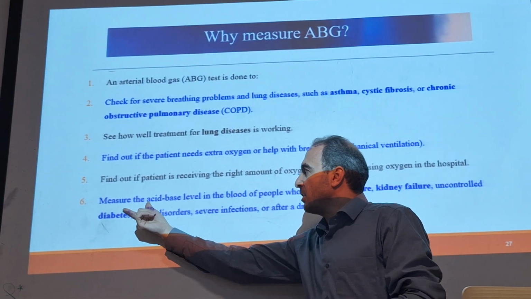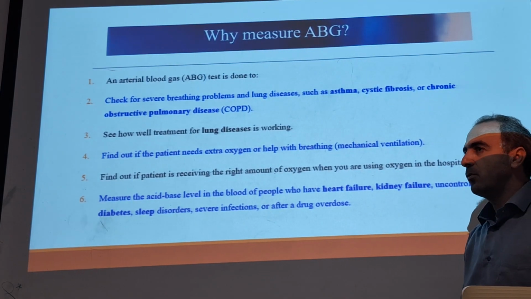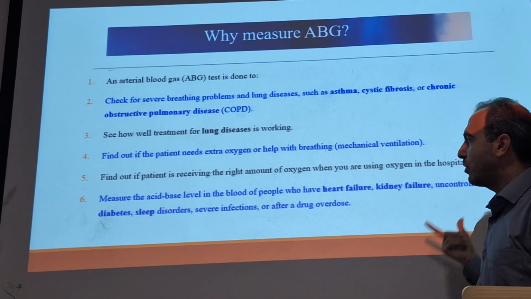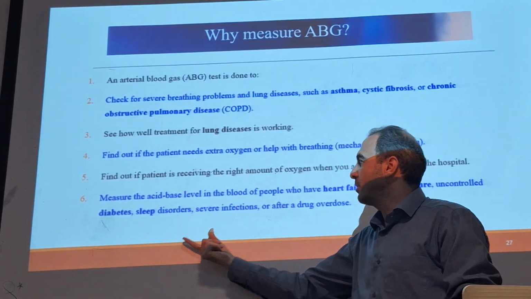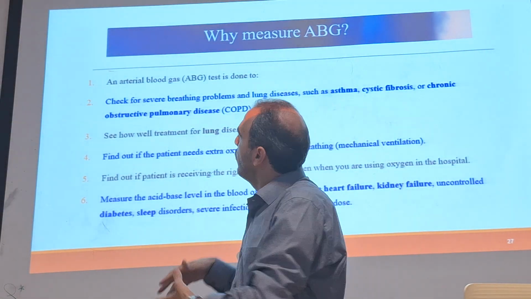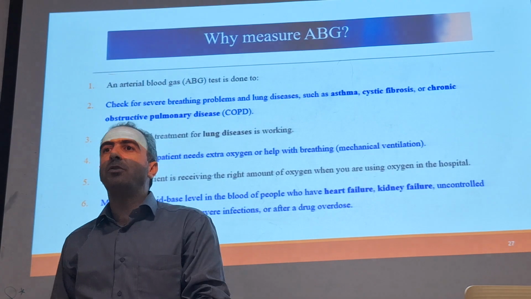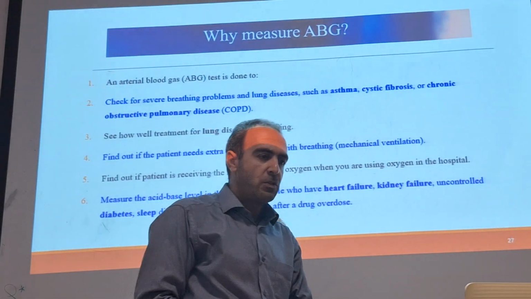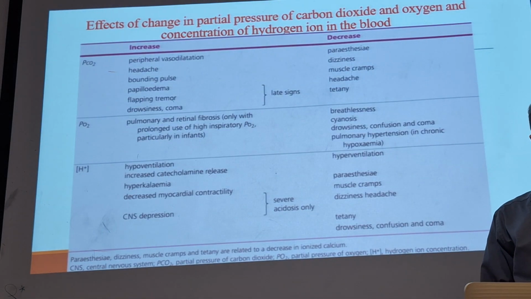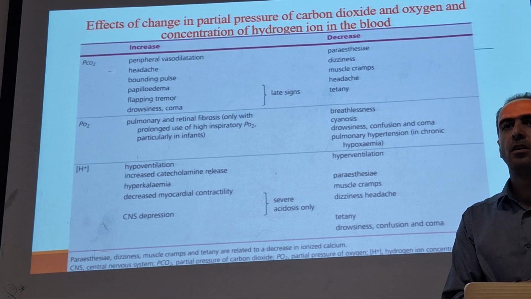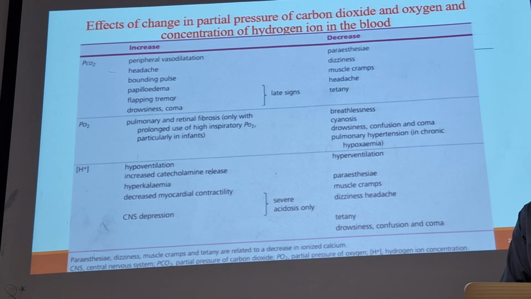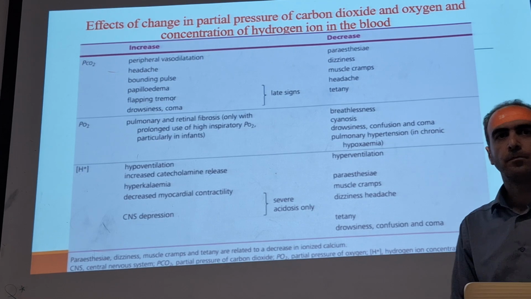And for measuring the acid-base level in people who have heart failure, kidney failure, uncontrolled diabetes, a sleep disorder, severe infection, or drug overdose. For this reason, we need to do ABG. So ABG, from the name, is completely clear. We need to take blood from the artery, not from the vein. Why? Because the gases in the vein are different.